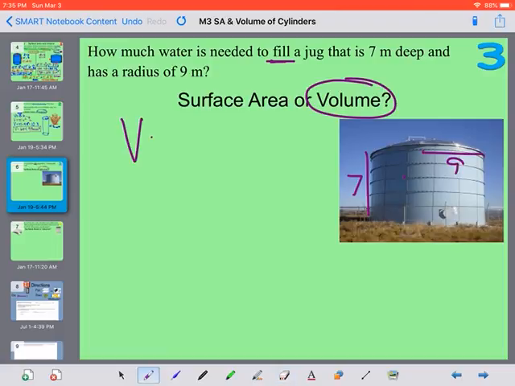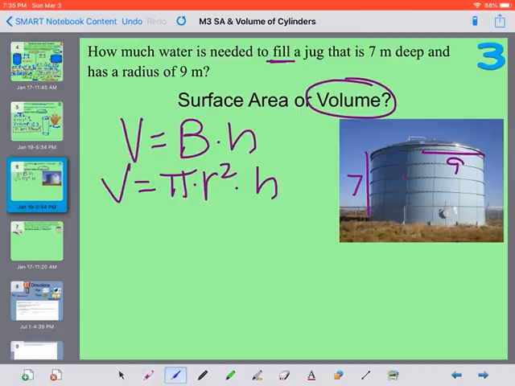So volume again is area of the base times the height, and our base is a circle, pi times radius squared. So we have pi times our radius, which is 9 squared, multiplied by our height, which is 7. I know 9 squared is really 9 times 9, which is 81, so if you just want to use that, you can. Times 3.14 and times 7.